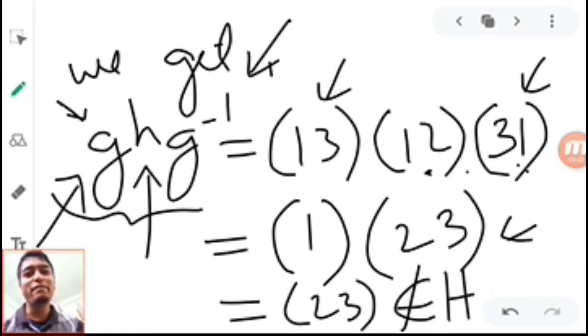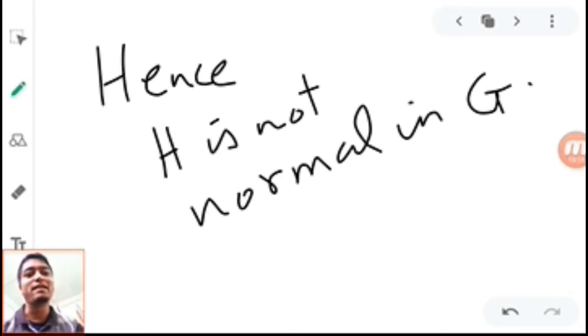If for all possible values of g and for all possible values of h that you take, you are always getting g h g inverse belongs to H, then you can conclude that it is normal. But if for some particular value of g and for some particular value of h, you are getting g h g inverse does not belong to H, then we can conclude that H is not normal. So I think that is clear.